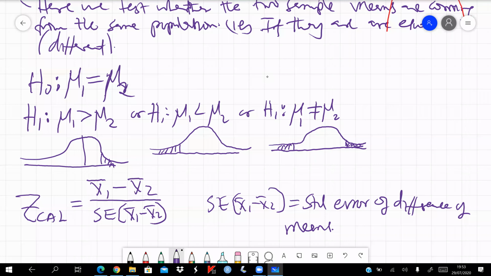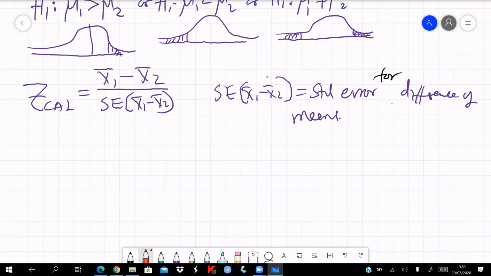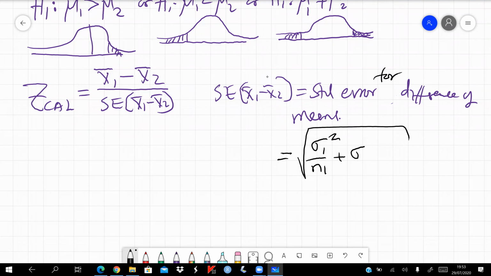Standard error for the difference of means. It's defined as follows: the square root of sigma 1 squared over n1 plus sigma 2 squared over n2.